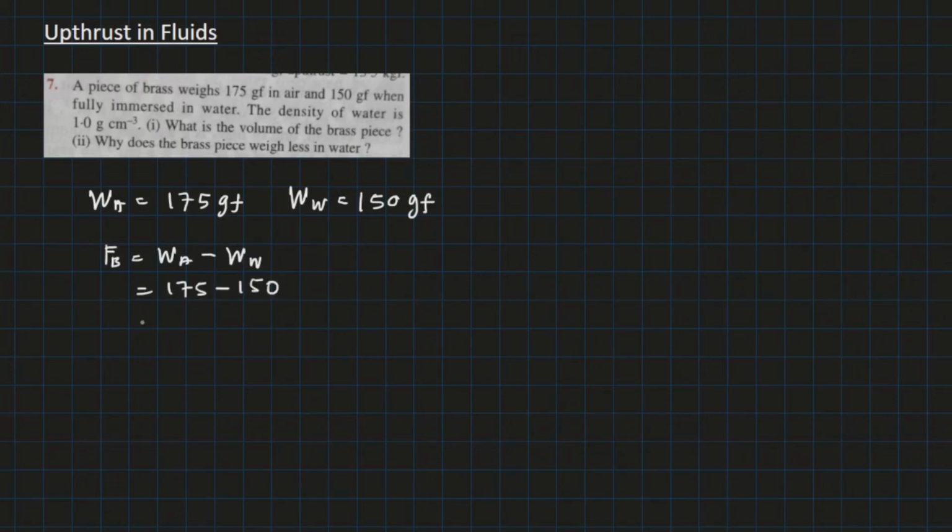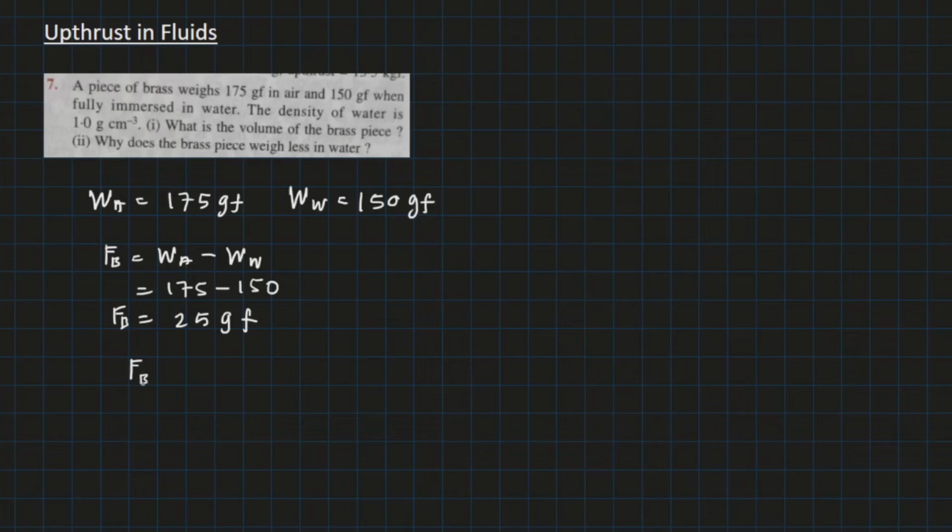In this question, weight in air is 175 gram force. Weight in water is 150 gram force. The density of water is given. What is the volume of the brass piece? So upthrust is weight in air minus weight in water. That is 175 minus 150. That will be 25 gram force will be the upthrust.